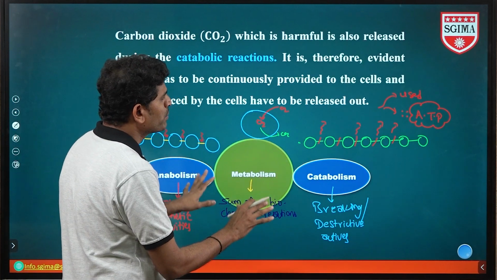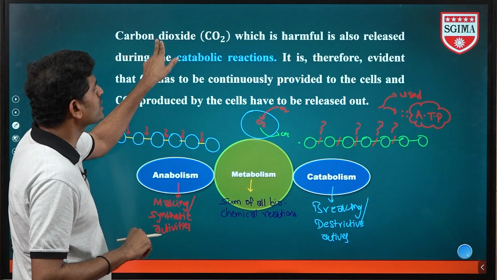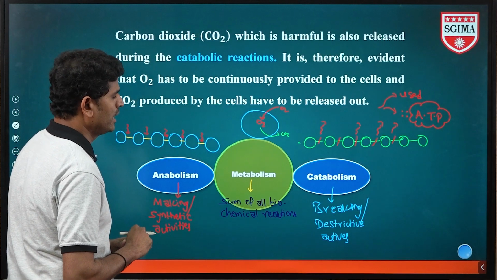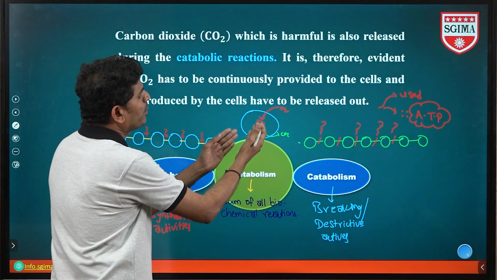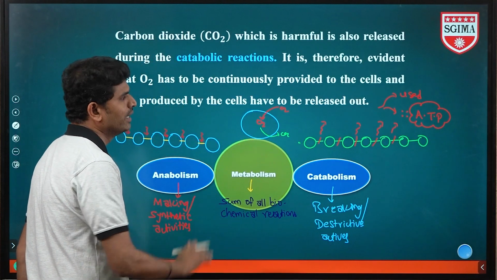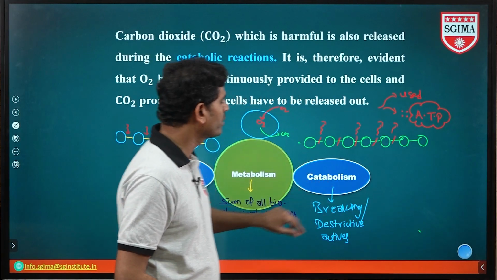Okay, these are compulsory, we have to remember. And during the catabolic reactions, they mention which one, oxygen or carbon dioxide. Carbon dioxide is going to be released, and cells continuously make use of this oxygen and release the carbon dioxide. This is the thing we have to remember. Slide, we can see what they have given here.